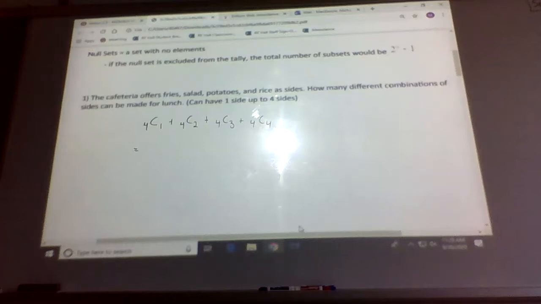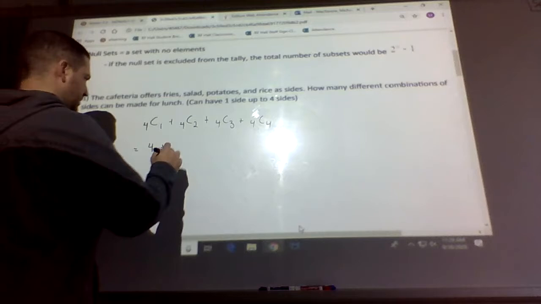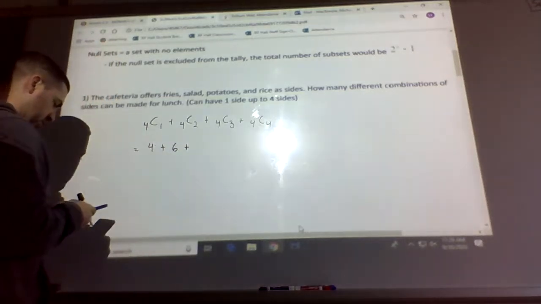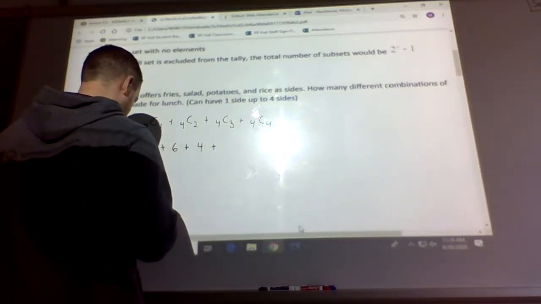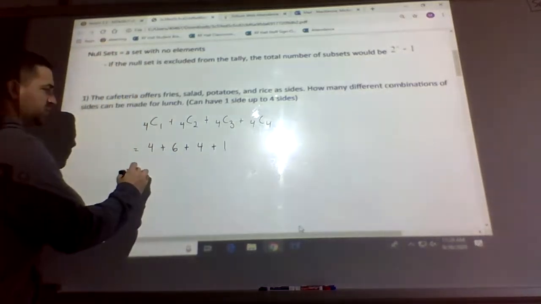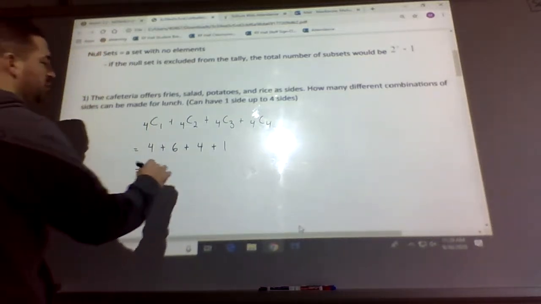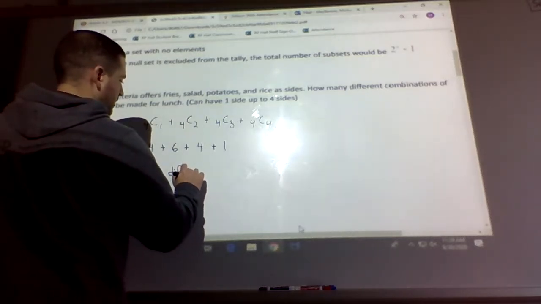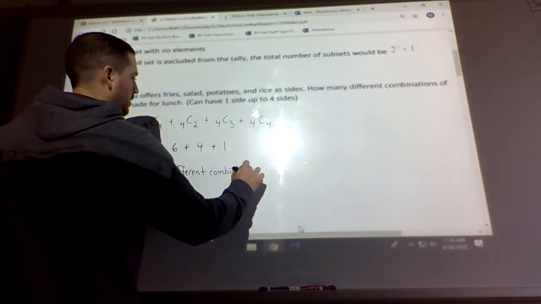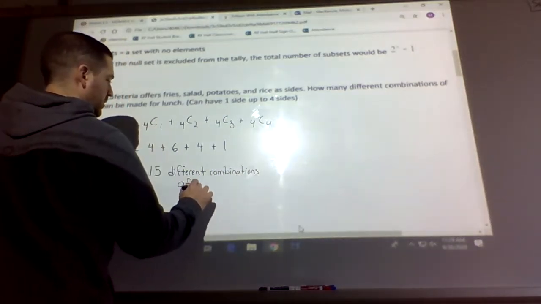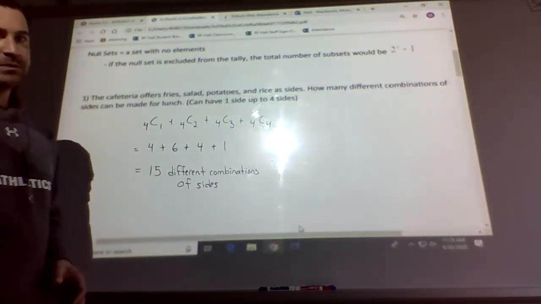So 4 choose 1 is 4. 4 choose 2 is 6. 4 choose 3 is 4. And 4 choose 4 is 1. So we add them all together. So we have 10, we have 15 different combinations of sides. So we have 15 different combinations of sides.